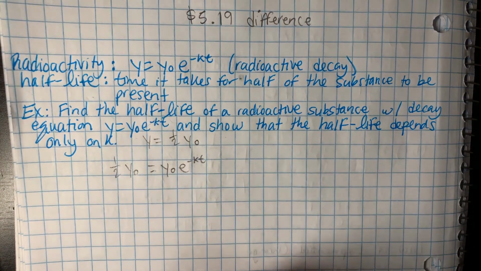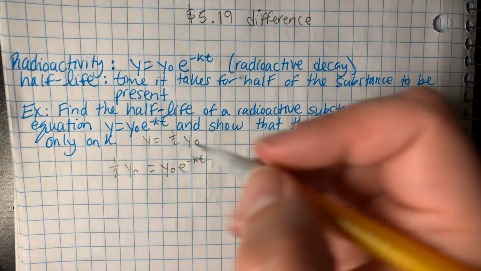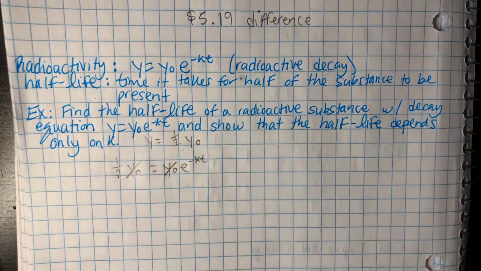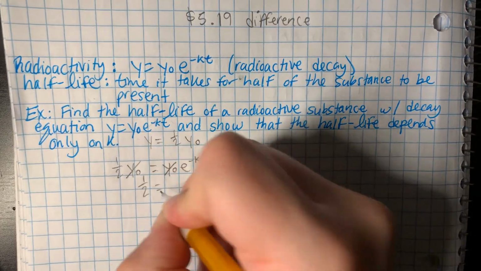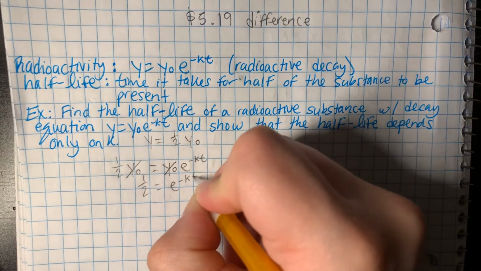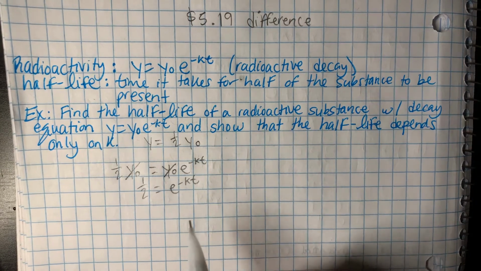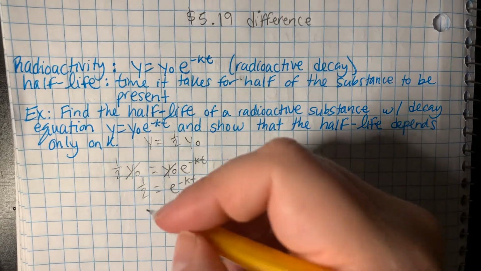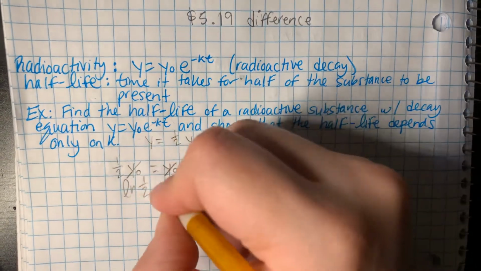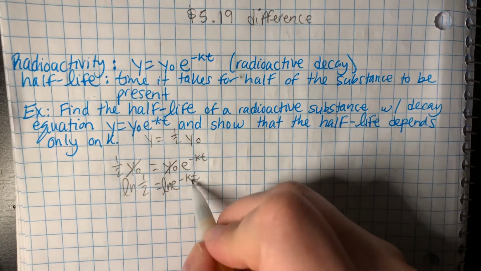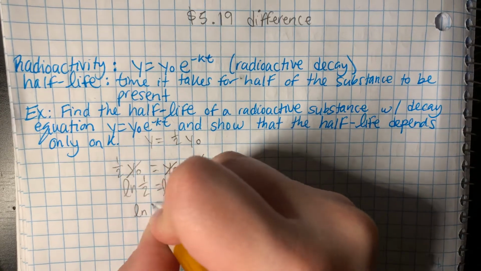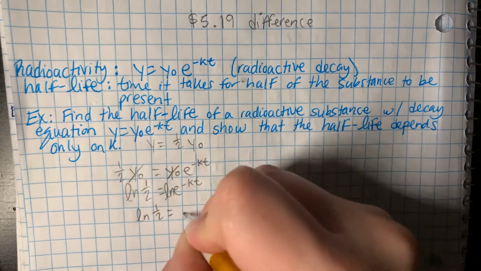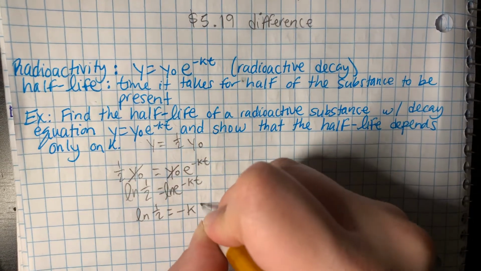The y's are on both sides, so they go away. So what we have left is 1/2 e to the negative kt. In order to get rid of the e, we can take the ln of both sides, and that'll pull this down. So we have ln of 1/2 equals negative kt.